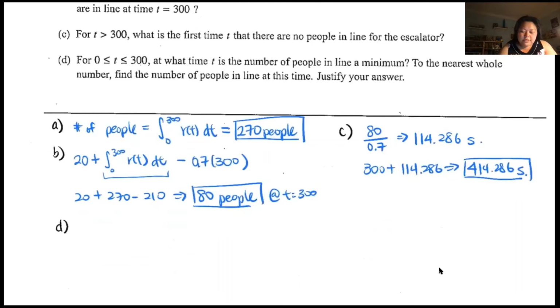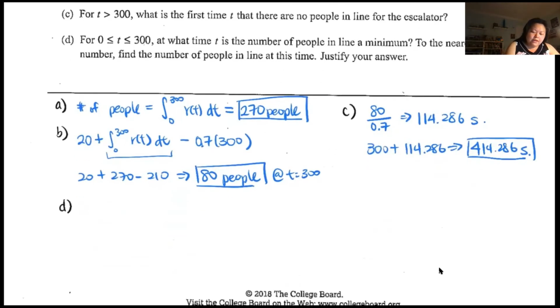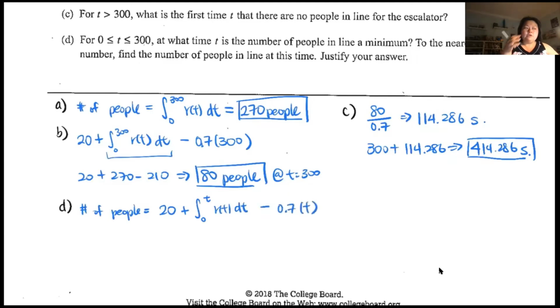Between 0 and 300 seconds, at what time is the number of people in line a minimum? To the nearest whole number, find the number of people in line at that time. Justify your answer. So let's see. The number of people in line, right? So the number of people is equal to 20 plus the integral from 0 to some time t of r of t dt, minus 0.7 times whatever time it is, right?